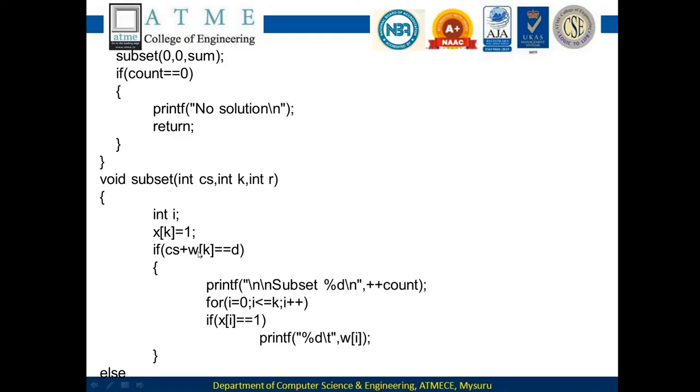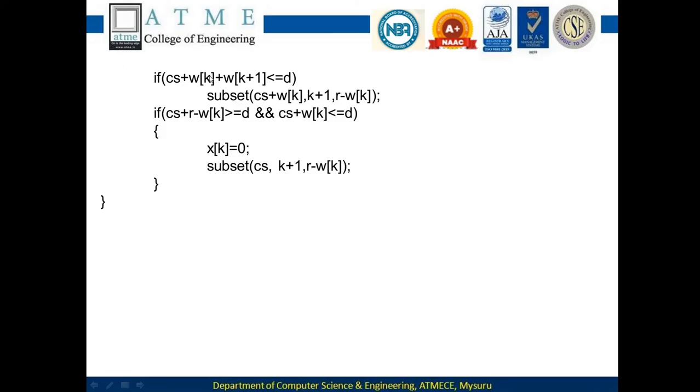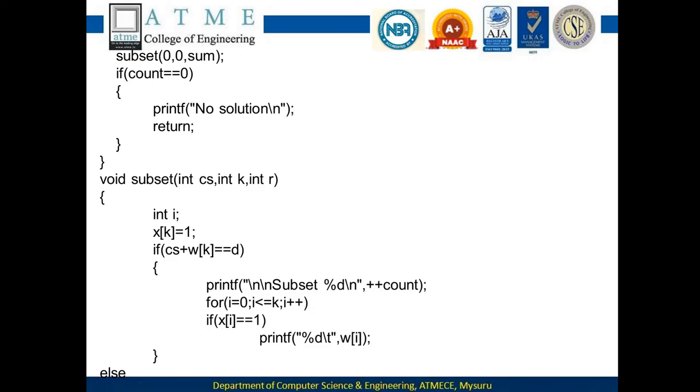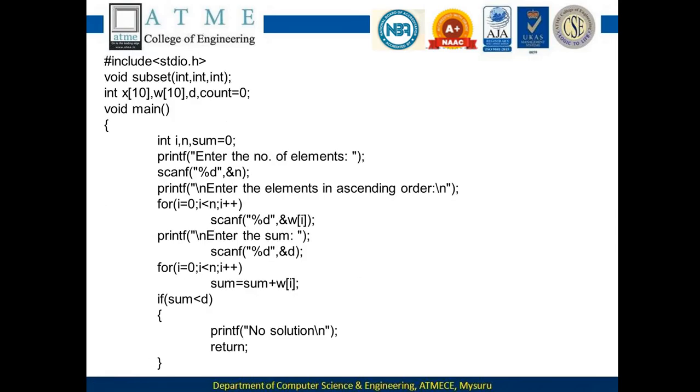Else, if cs plus w of k is not equal to d, then we have to recursively call the subset to identify whether the subset summation is the sum that we require, or the user has entered. If cs plus w of k plus w of k plus 1 is less than or equal to d, then we call subset recursively again, and we pass cs plus w of k and k plus 1, the index we are passing, that is the next index to be checked to add to the sum. And then r minus w of k, whatever value we have initialized, so r minus w of k will be passed here.